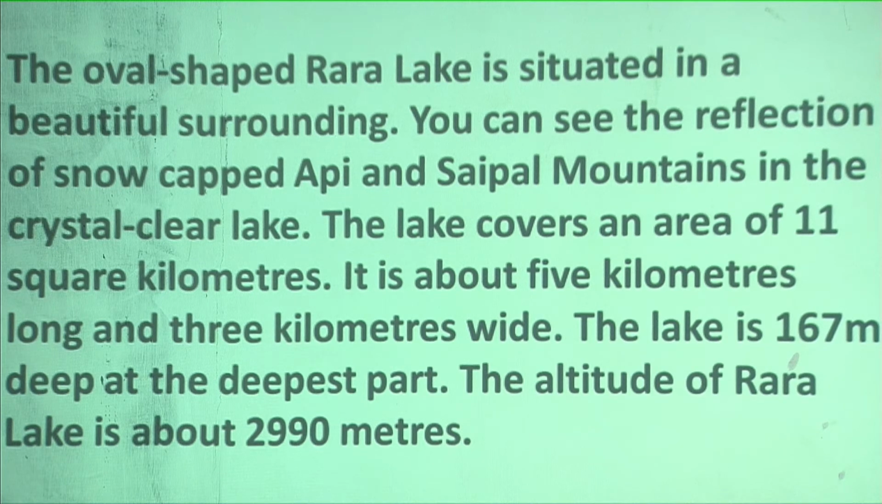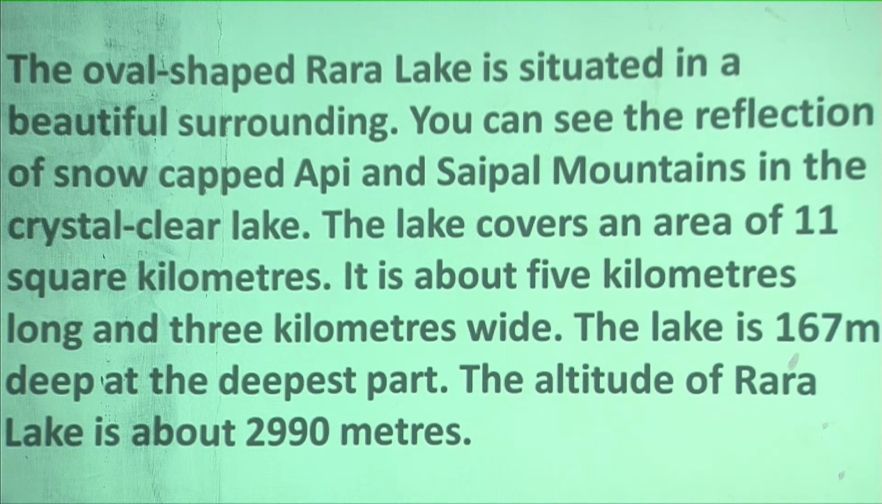Okay, students, you may have felt easy now. Although some words have been cut on the screen, you can take help of your book. You have a textbook, okay? Now I am going to explain it. Rara Lake is oval shaped. Its shape is like an egg, right? And it is situated in a beautiful surrounding. I had already shown you through the pictures. The surrounding of Rara Lake you already saw. The villages, the natural resources there, the mountains, right? Everything is very beautiful there.